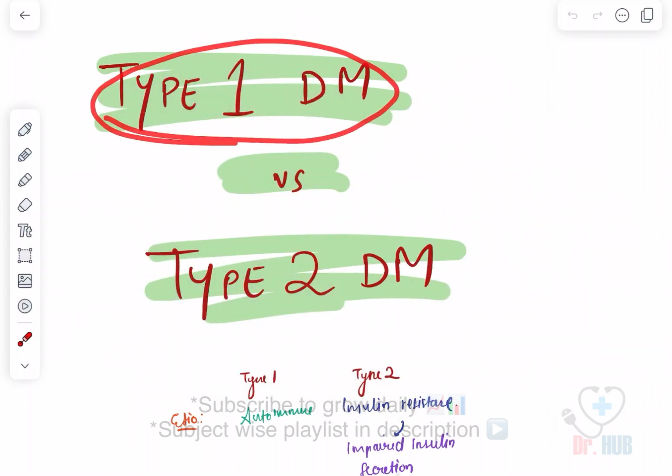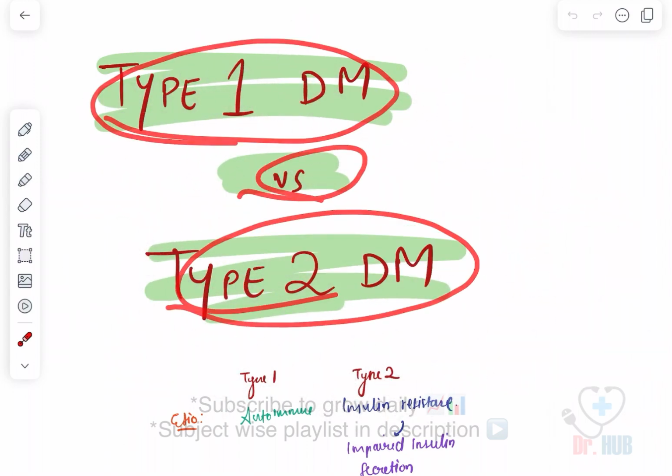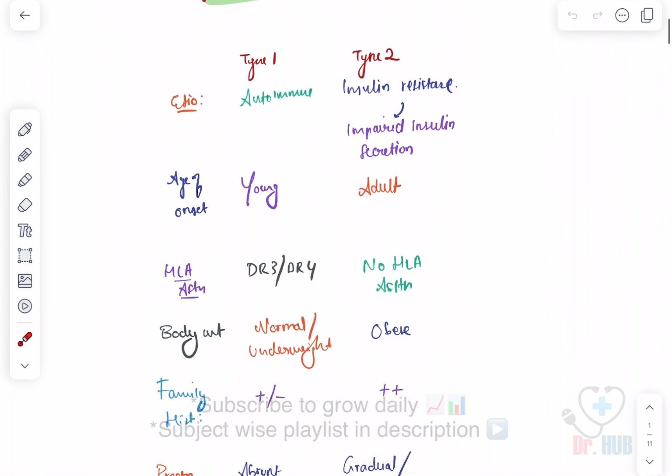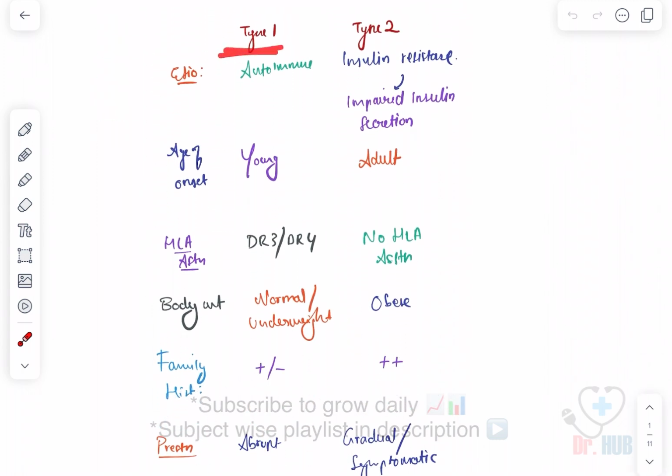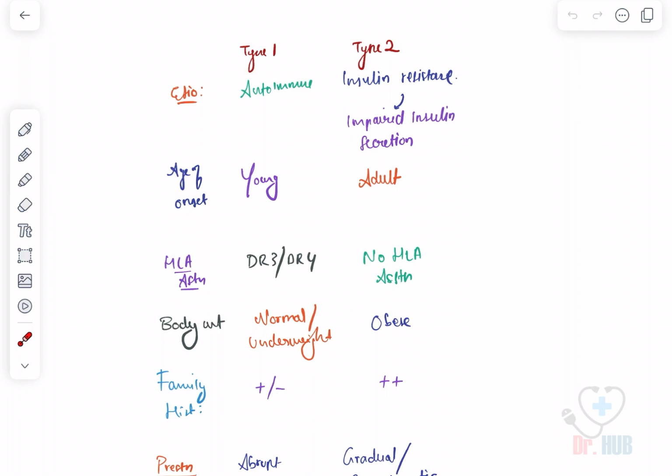Type 1 diabetes mellitus versus type 2 diabetes mellitus. Now comparing them: according to etiology, type 1 is autoimmune. Type 2 is insulin resistance with impaired insulin secretion. Age of onset in type 1 is in the young, and age of onset in type 2 is in adults.